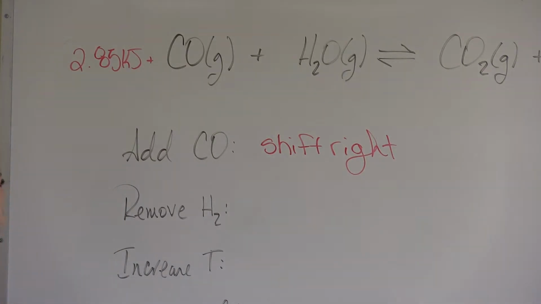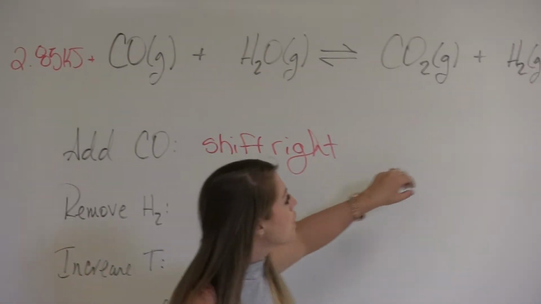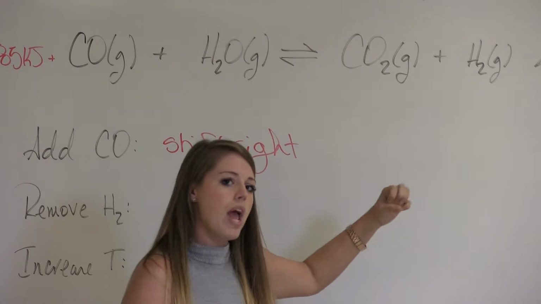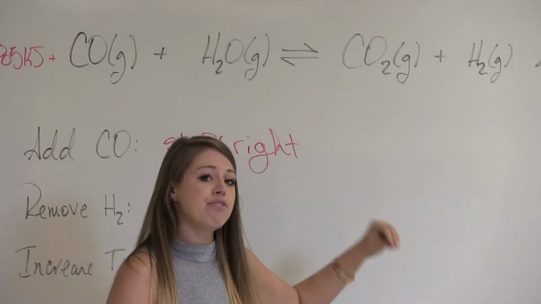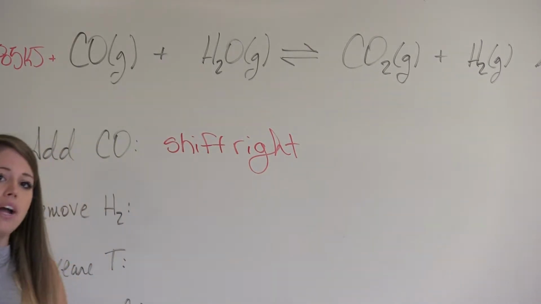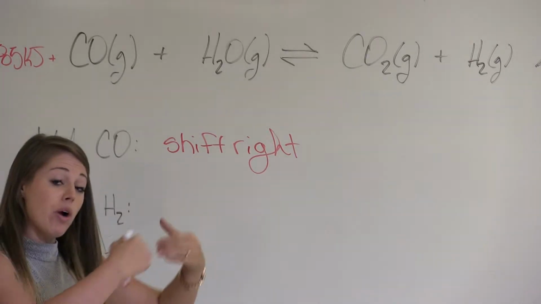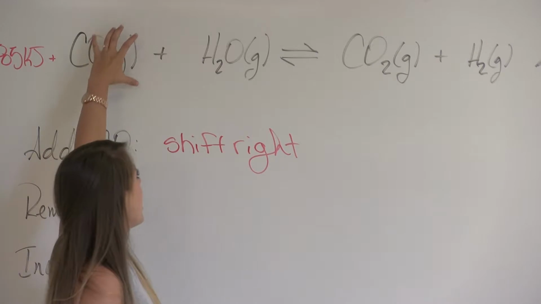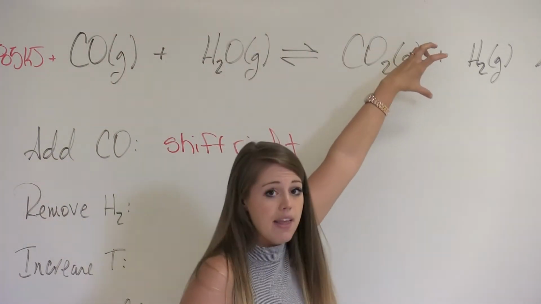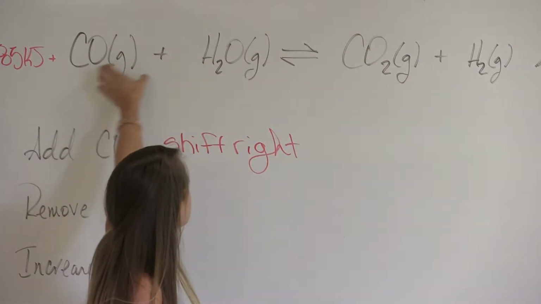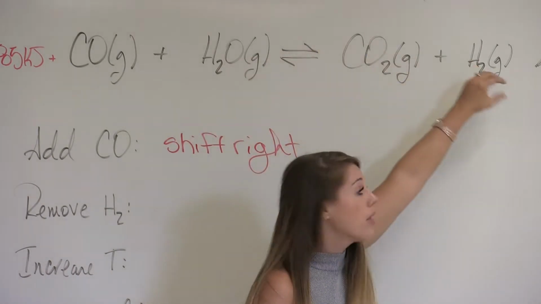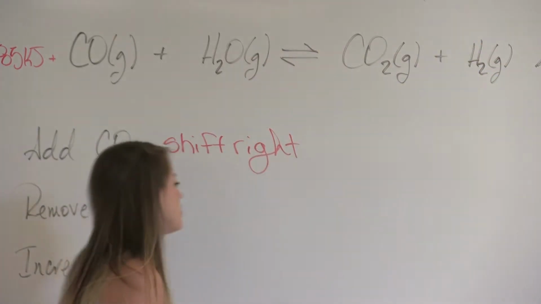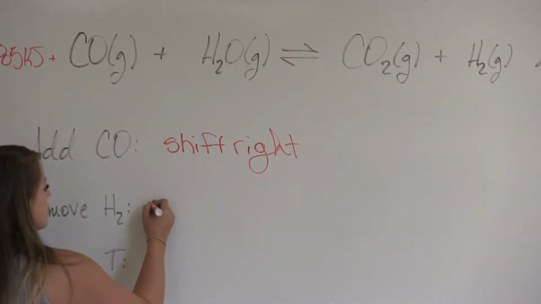Okay, but what happens if we remove hydrogen gas? If we take hydrogen gas away, the system's going to have to shift so that it can make more hydrogen gas, because we're removing it. The only way for it to make more hydrogen gas is if we shift it in this direction, so carbon monoxide and water can collide more so that we can get more hydrogen gas. So once again, this would also shift to the right.